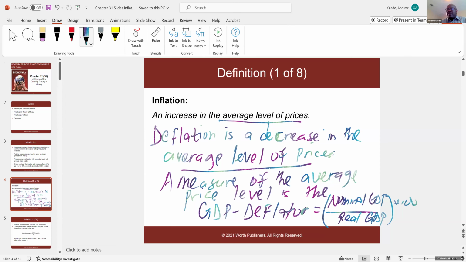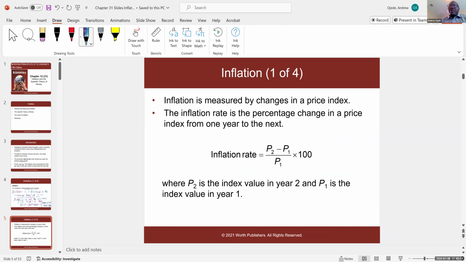Today, I'm going to show you another way of measuring that price level, which we're going to be calling the consumer price index, shortly. But after we know whether you measure that price using the GDP deflator, the consumer price index, or the producer price index, inflation is going to be measured by changes in that price index, the percentage increase in the price index. And you know how to calculate the percentage increase of something, okay?